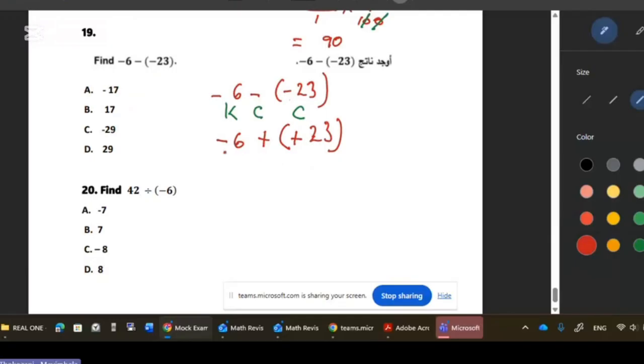Now we have 23. Now the signs are not the same. Who remembers what we do here when the signs are not the same? Do we subtract or add? When the signs are not the same, we subtract, boys. Very important.